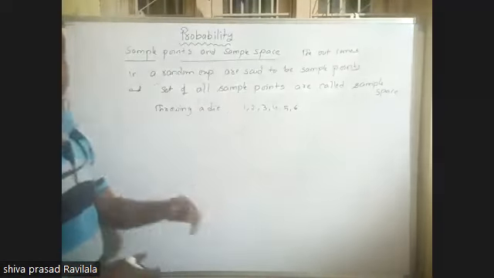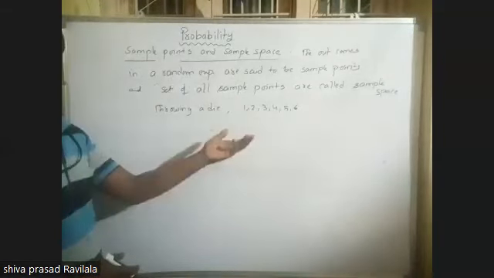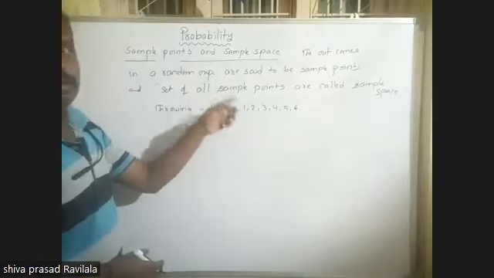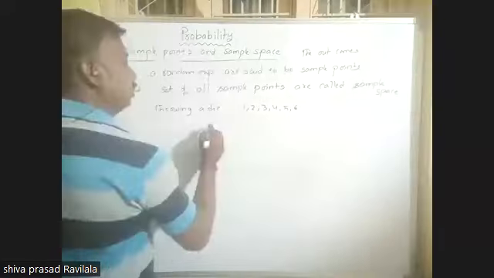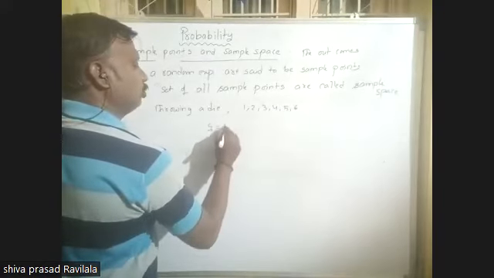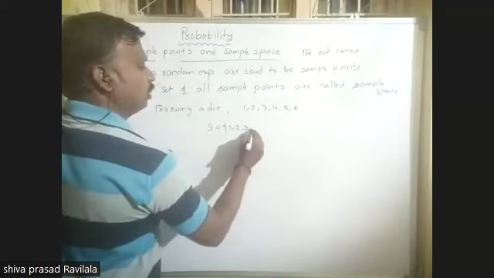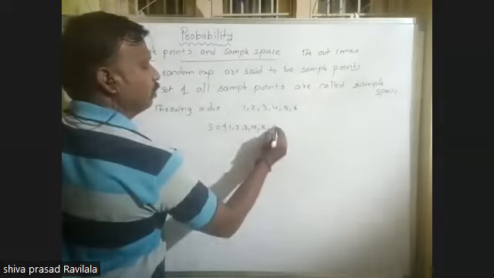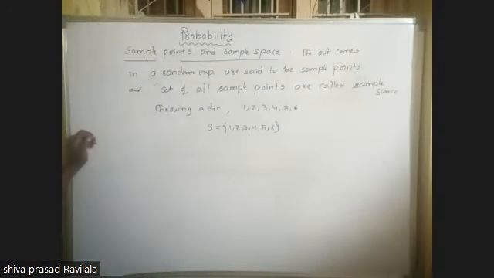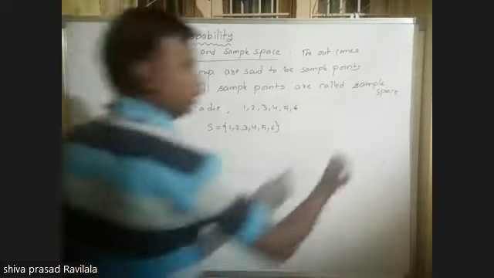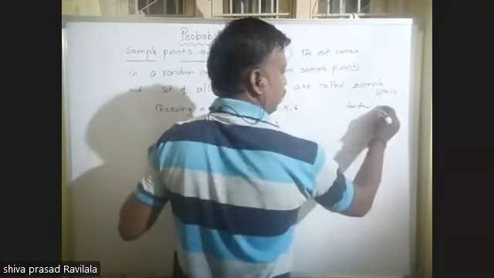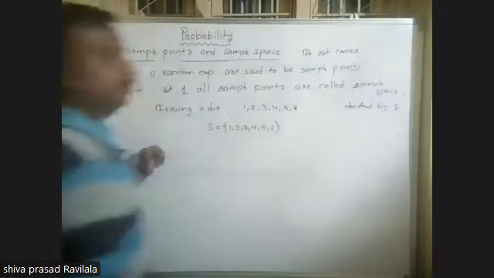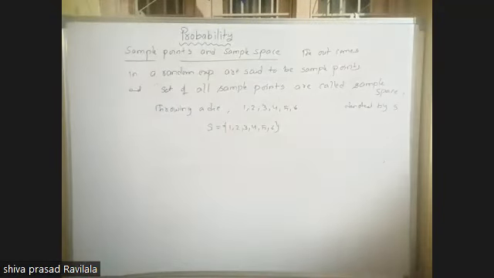You remember this thing? They may change the face of the die also. Generally 1 dot, 2 dot, 3 dot, 4 dot, 5 dot, 6 dot. Here sample space S equals {1, 2, 3, 4, 5, 6}. Sample space is denoted by S.